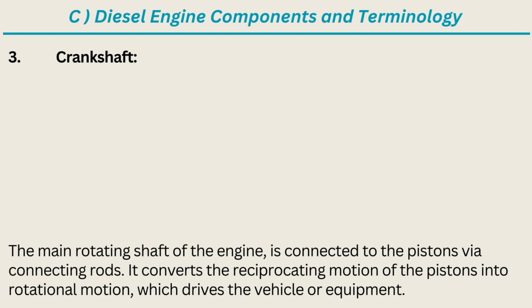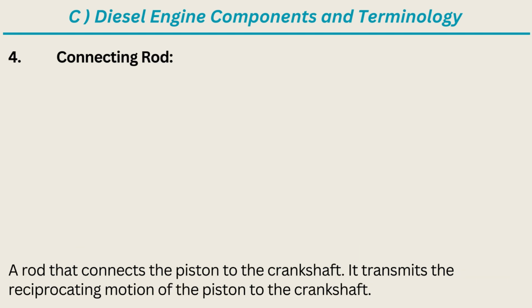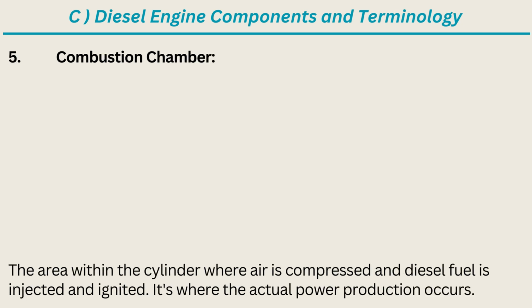3. Crankshaft. The main rotating shaft of the engine, connected to the pistons via connecting rods. It converts the reciprocating motion of the pistons into rotational motion, which drives the vehicle or equipment. 4. Connecting rod. A rod that connects the piston to the crankshaft. It transmits the reciprocating motion of the piston to the crankshaft. 5. Combustion chamber. The area within the cylinder where air is compressed and diesel fuel is injected and ignited. It's where the actual power production occurs.